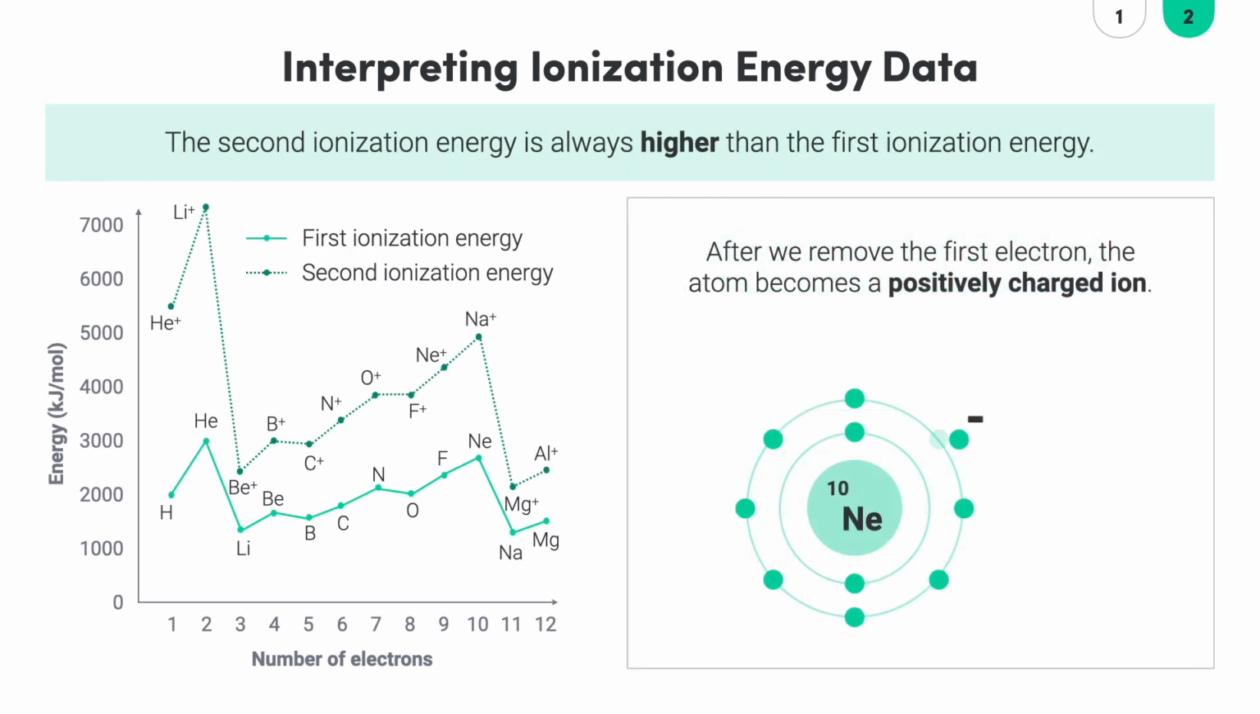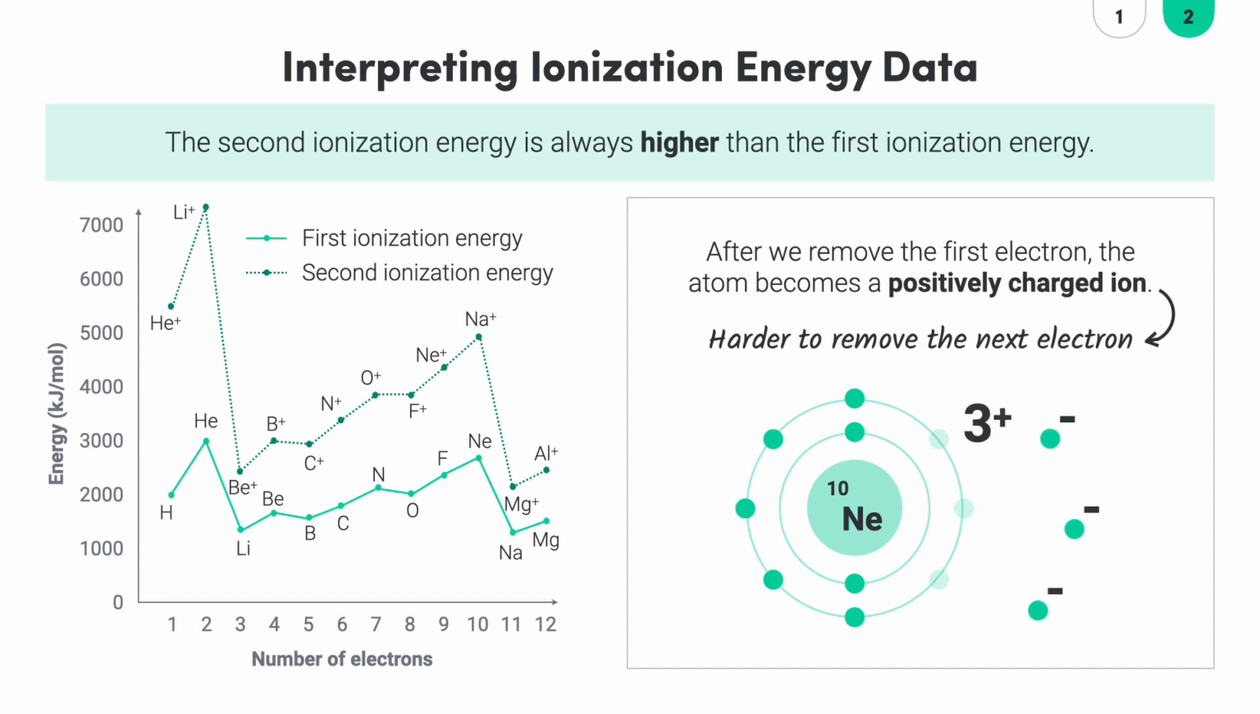This is because after we remove the first electron, the atom becomes a positively charged ion. This positive charge makes it harder to remove the next electron, because the positive charge of the nucleus is now attracting the remaining electrons more strongly. This trend continues with each successive ionization energy. Each subsequent ionization energy is higher than the last because it becomes increasingly more difficult to remove electrons as the ion becomes more positively charged.